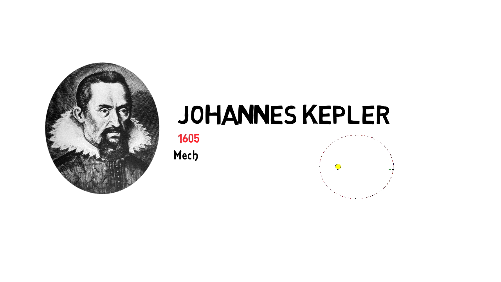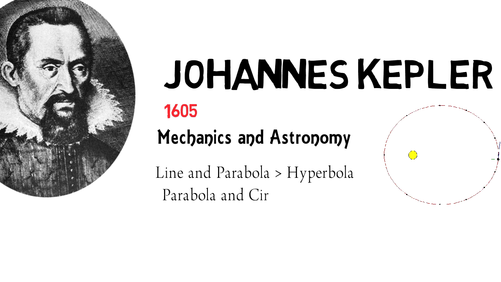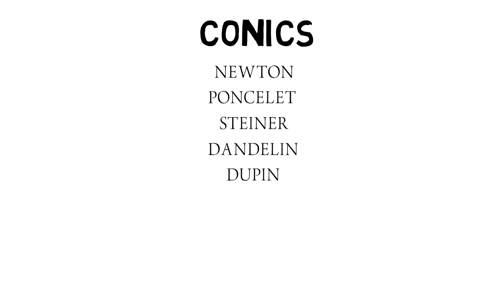However, it dealt more with a focus on mechanics and astronomy. He also claimed that the line and the parabola are extreme types of a hyperbola, while the parabola and the circle are extreme types of an ellipse. In addition to these pioneers, there were many other mathematicians that contributed to conics, such as Newton, Poncelet, Steiner, Dandelin, Dupin, Jurgen, Brianchon, and Chasles.